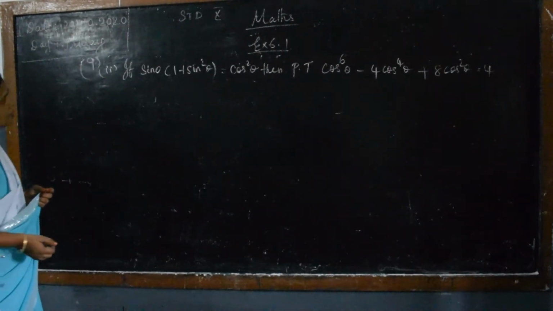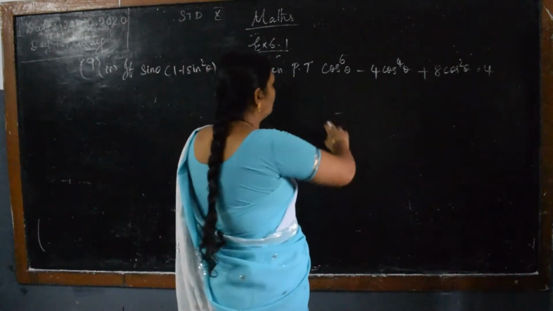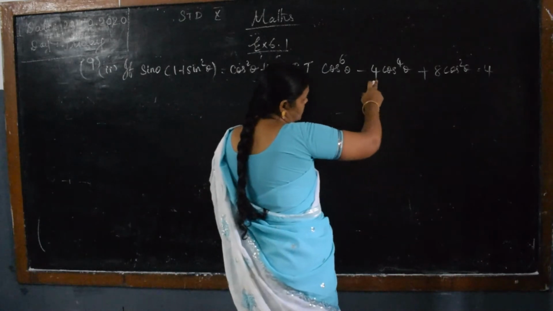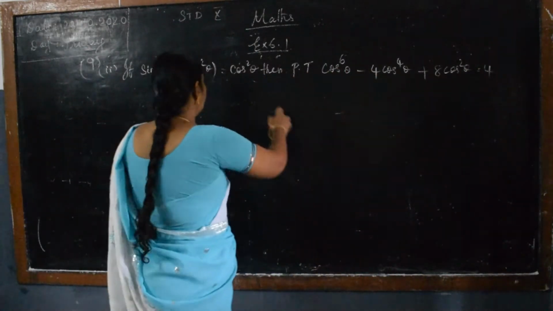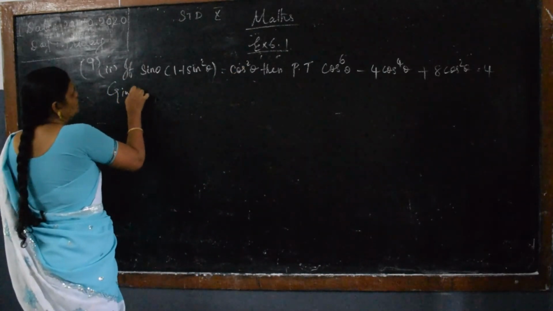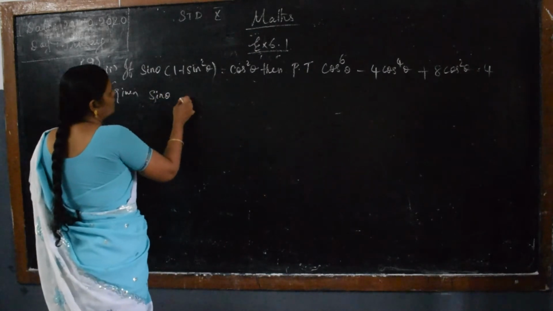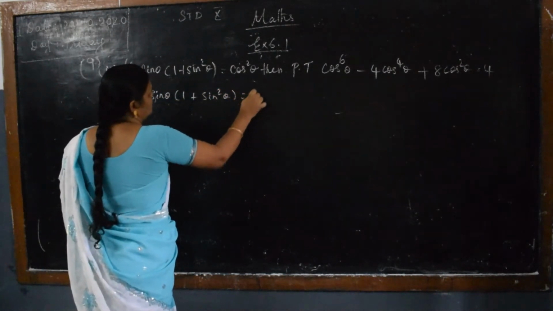Next problem, what is given? Sin theta into 1 plus sin square theta is equal to cos square theta. We have to prove cos power 6 theta minus 4 cos power 4 theta plus 8 cos square theta is equal to 4. So first we will consider what is given: sin theta into 1 plus sin square theta is equal to cos square theta.